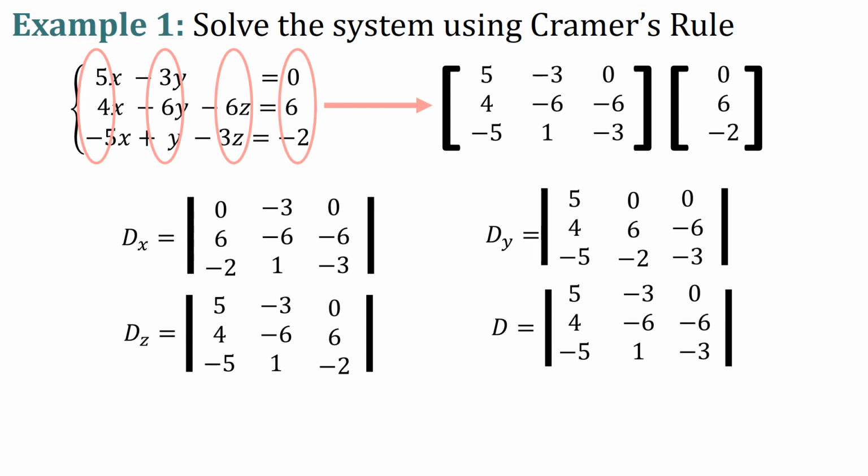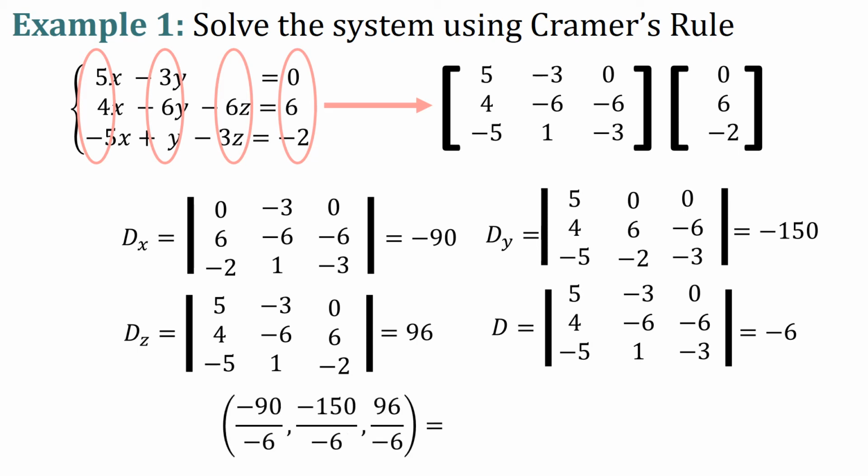Okay, I hope you paused the video to find the determinants. Let's actually see what they were, see if you were correct. D sub x is negative 90, D sub y is negative 150, D sub z is 96, and D is negative 6. Now, if you tried to plug in negative 90, negative 150, and 96, you would not have gotten the correct answer because we have one more step to go.